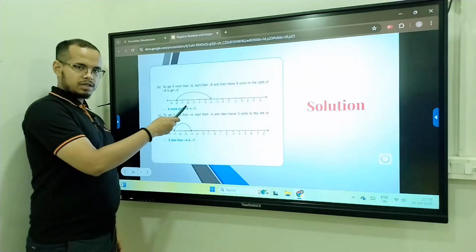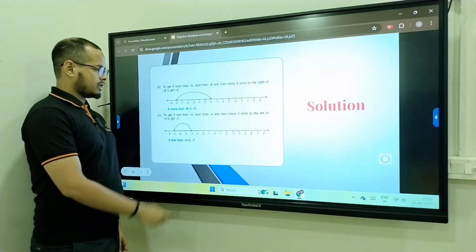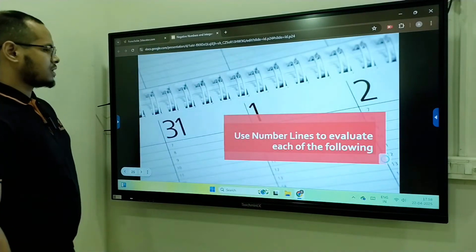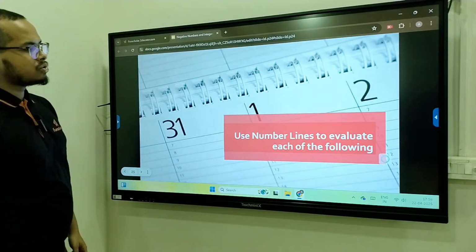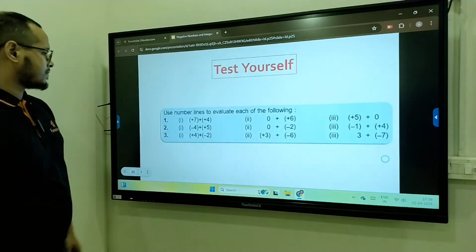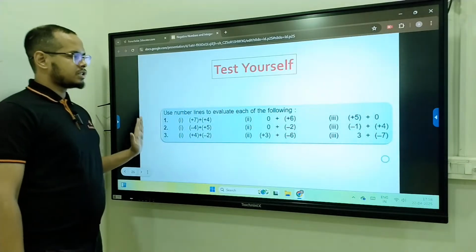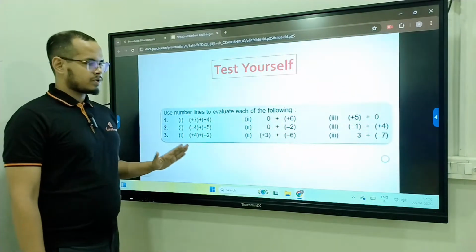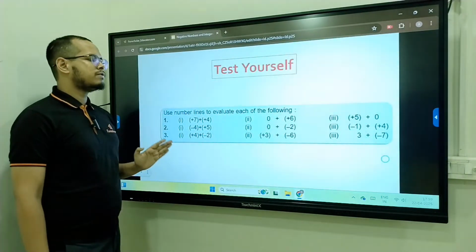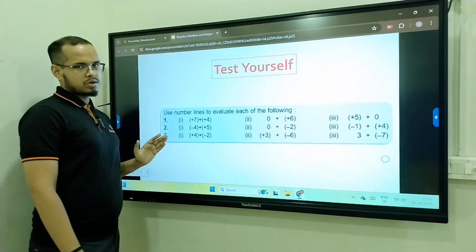Okay, did you understand, guys? Now -2 and -7. Now using number lines to evaluate each of the following. Let's try. Okay, this is for you to do. Take a screenshot of this and try to solve every one of these sums in your notebook.